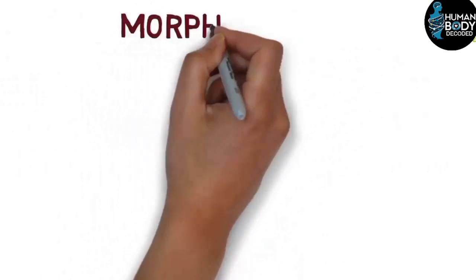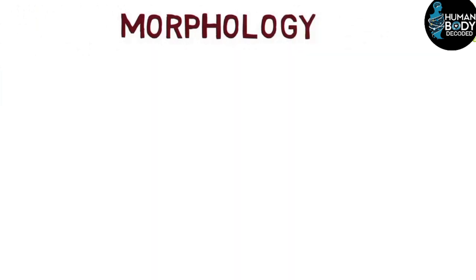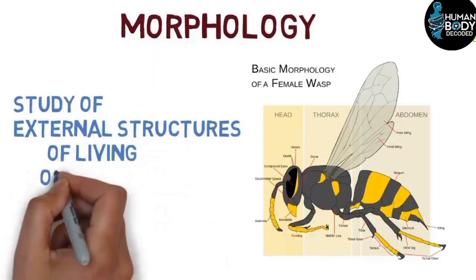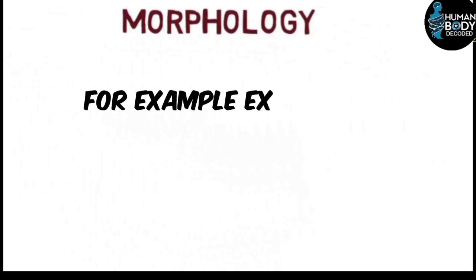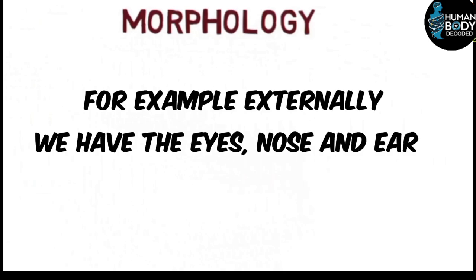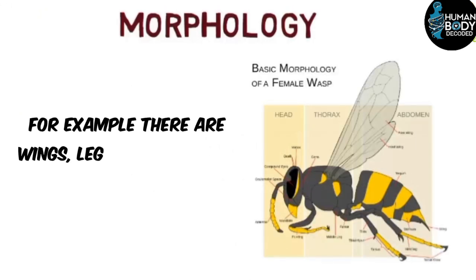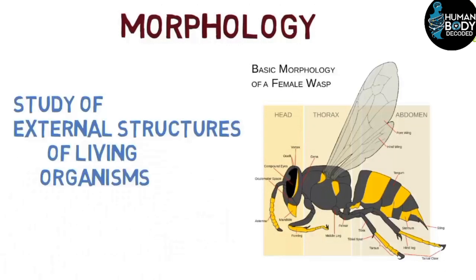The second branch is morphology. In morphology, we study external structures, those that are on the outside. For example, externally, we have the eyes, nose, and ears. These are external structures. In a honeybee, for example, there are wings, legs, and a head. All of these are external parts.